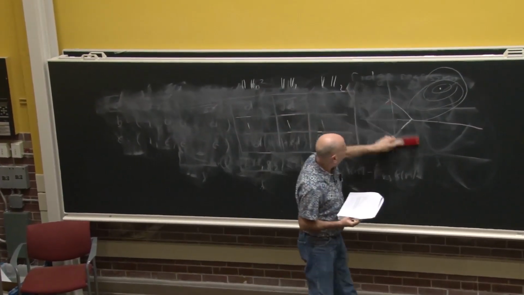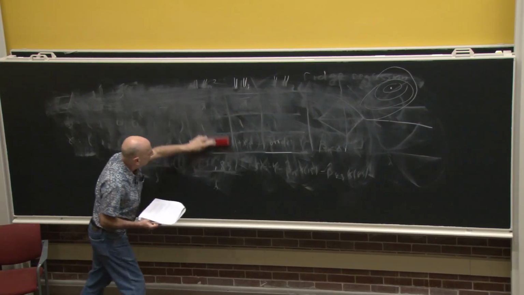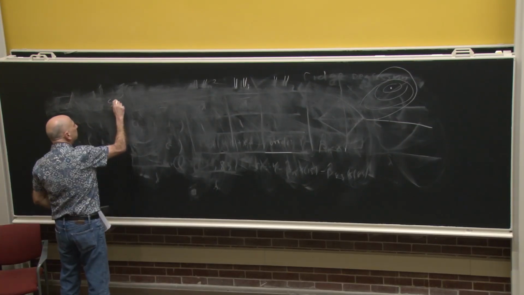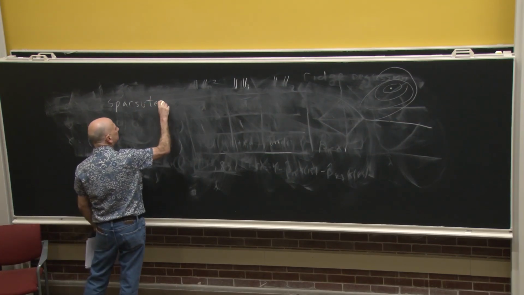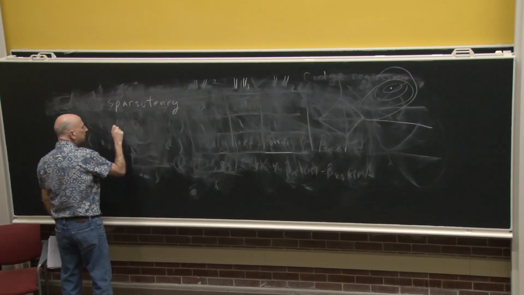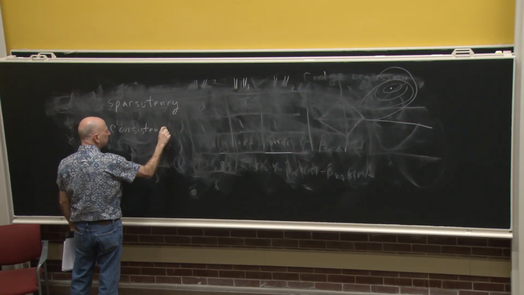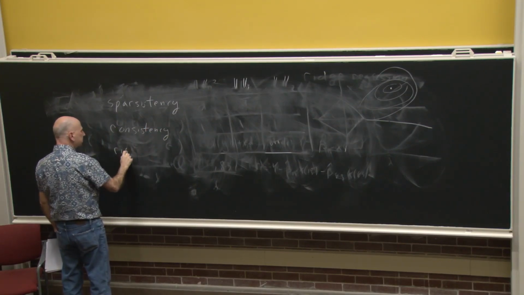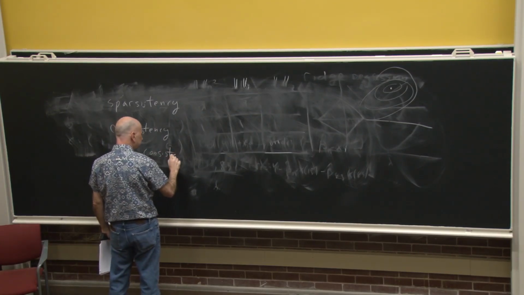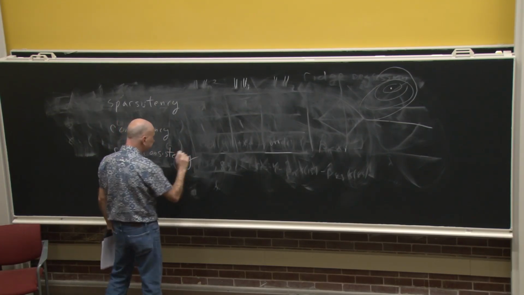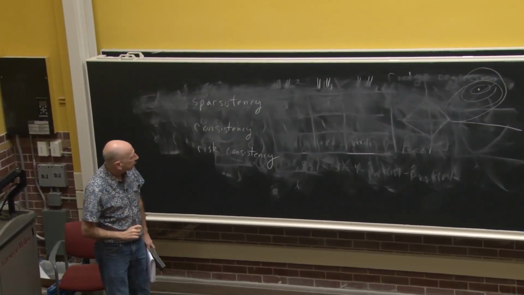I mean, there's a trillion papers on this now, but the three are sparsistency, consistency, and risk consistency. So let me explain what these are.